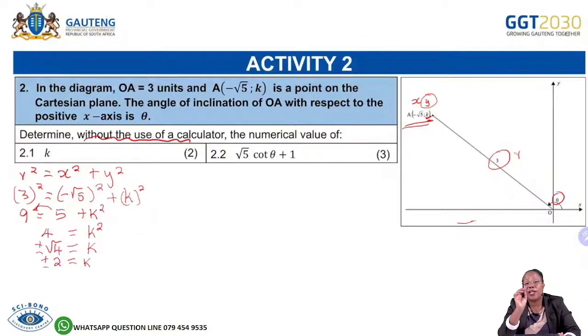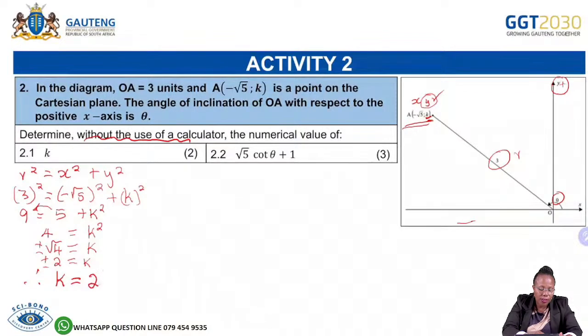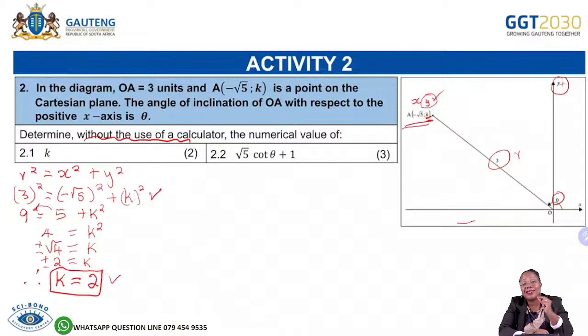But now if you look, k is on the positive y values. Can you see that? The y value is positive. That means we can conclude that the value of k must be only positive 2. Okay, let's allocate marks. 1 mark is for substitution, and 1 mark for the correctly selected value of k, which is positive k, grade 12.